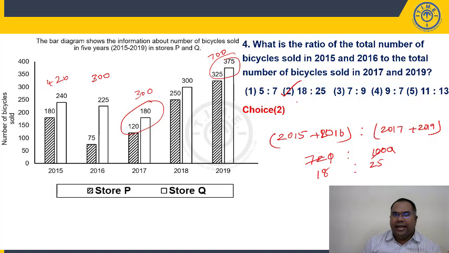You need not add again. Maybe in the previous question you have added, and those values will be there in your rough sheet or rough book. You can directly pick up those values. 15, 16 is 420 and 300, 720. 17 and 19 is 300, 700, 1000. So take the ratio, you are getting 18 is to 25.